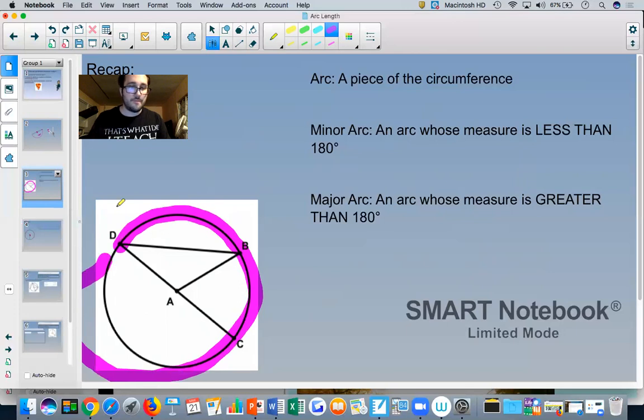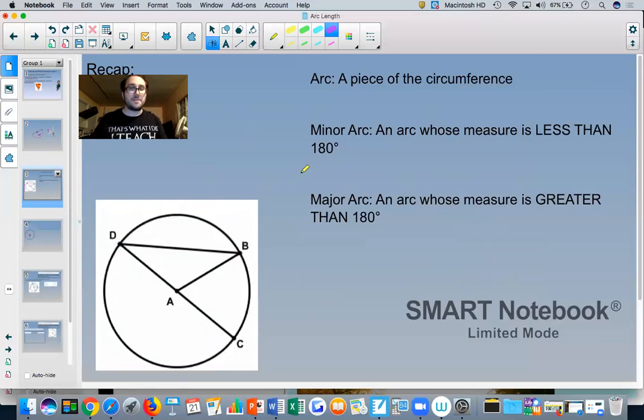Anyways, what's the degree measure of a full circle? That's 360 degrees. But if I did, let's say, this piece, is that piece less than half of the circle? Yes, so it must be less than 180 degrees.